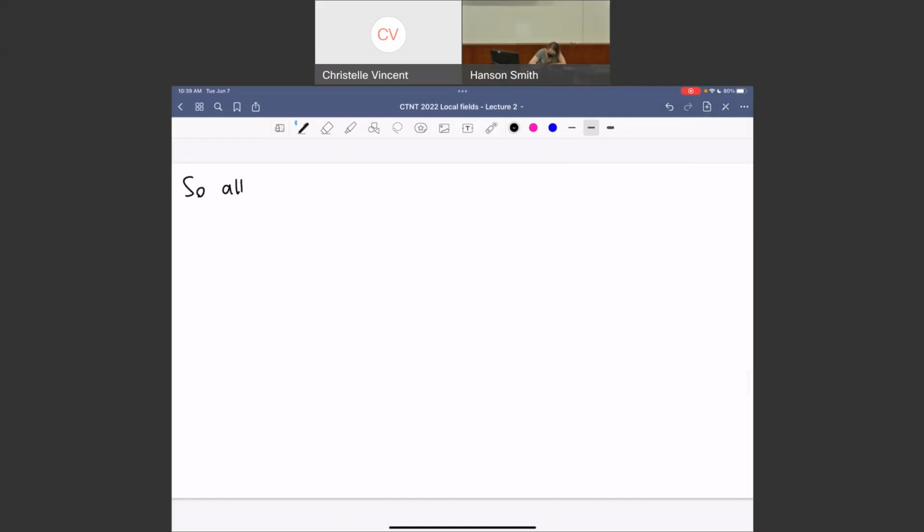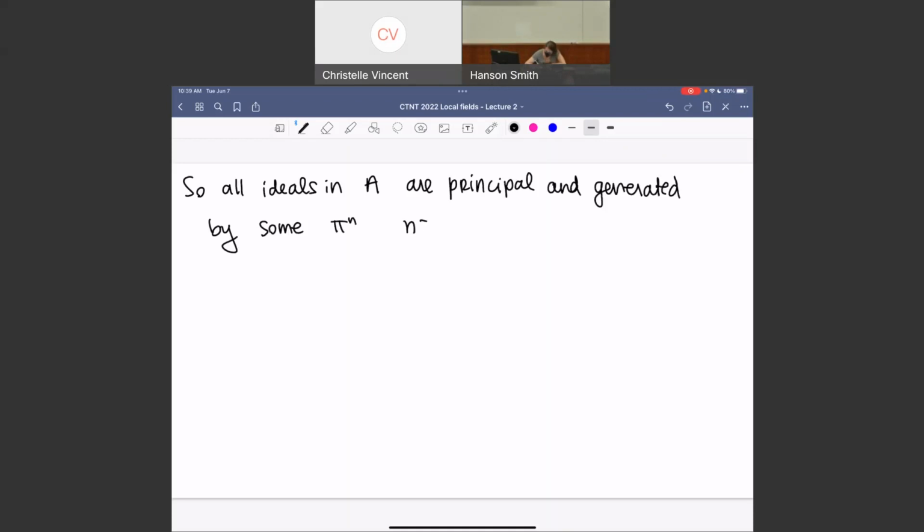So all ideals in A are principal and generated by some pi to the n for n strictly greater than 0. We're not going to say that the whole ring is an ideal. Yep.